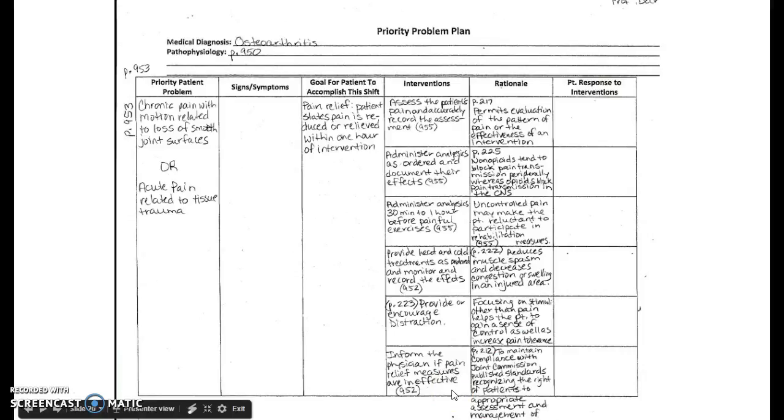Back to 952 to our connective tissue. Again, we're under chronic pain. We already got the administered drugs. We got the heat and cold, and then the very last sentence on page 952, it is important to inform the physician if pain relief measures are ineffective. So that was my final intervention here, inform the physician if pain relief measures are ineffective. And to get the rationale, go back to the pain management chapter, and it's at the very, very beginning on page 212, where it talks about why we manage pain.